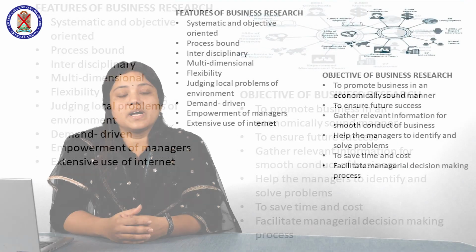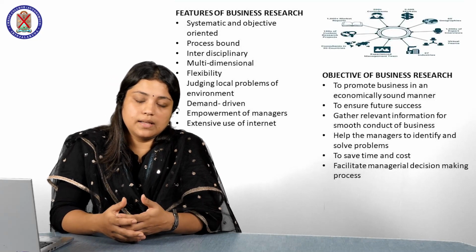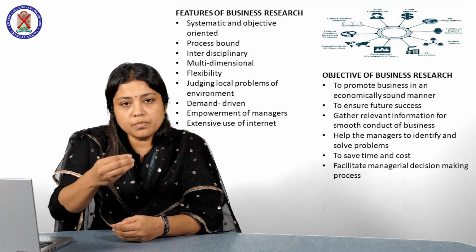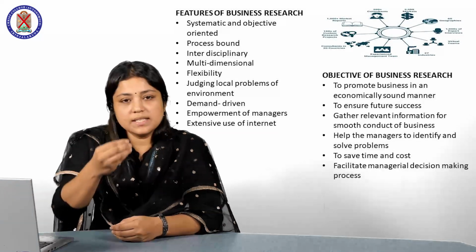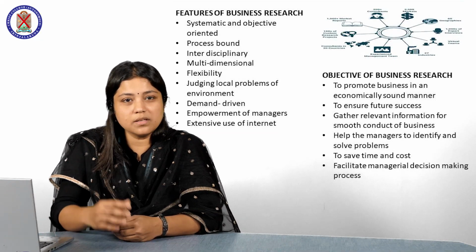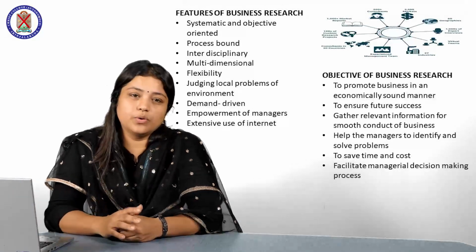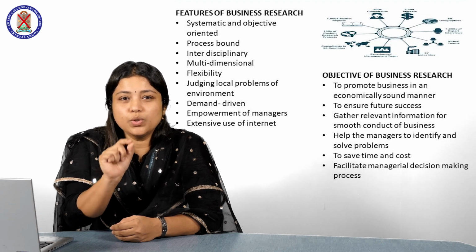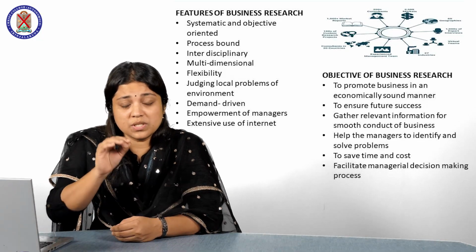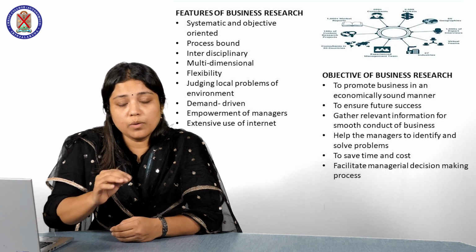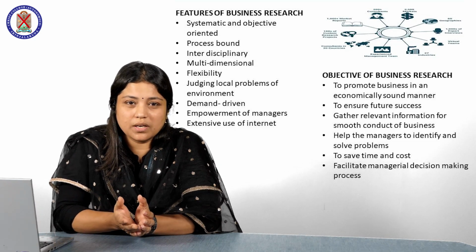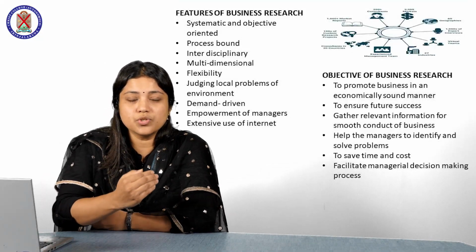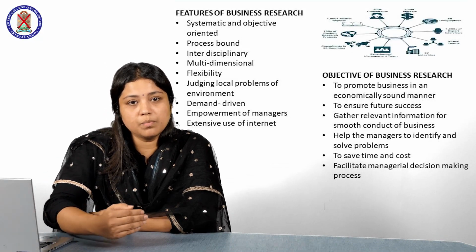First one is systematic and objective oriented. What is systematic then? Systematic means if we are conducting a particular research, it should follow a particular procedure. A systematic procedure should be followed by a research, and it should be very objective oriented. Without formulating an objective, without identifying what we need to research, we cannot conduct research. So it's very important. It should be very objective oriented. It is process oriented. Process means it also involves a number of processes through which the researcher is finding solutions to a particular problem.